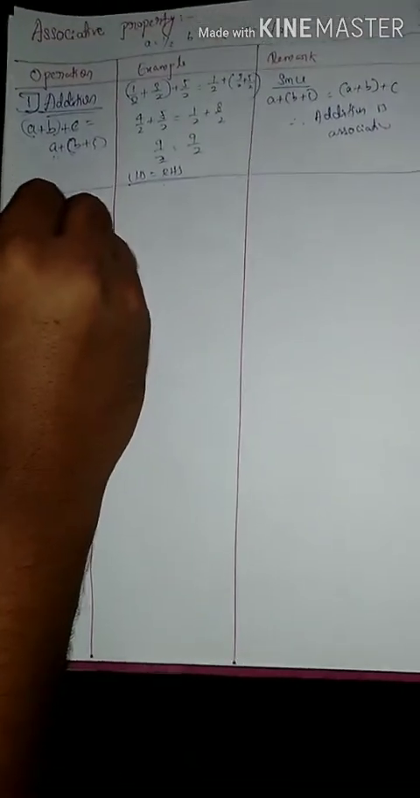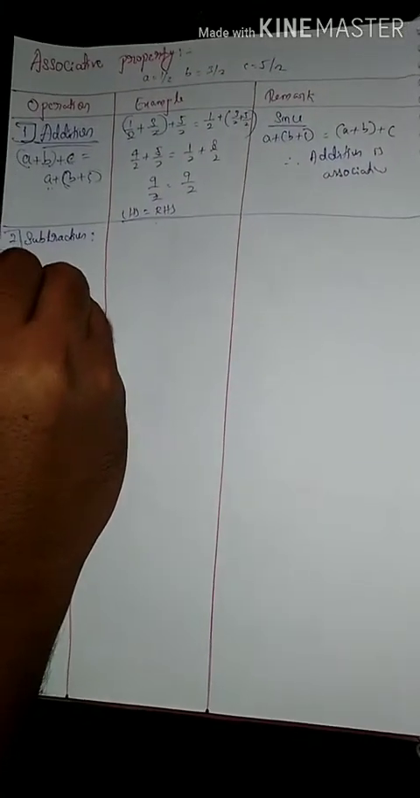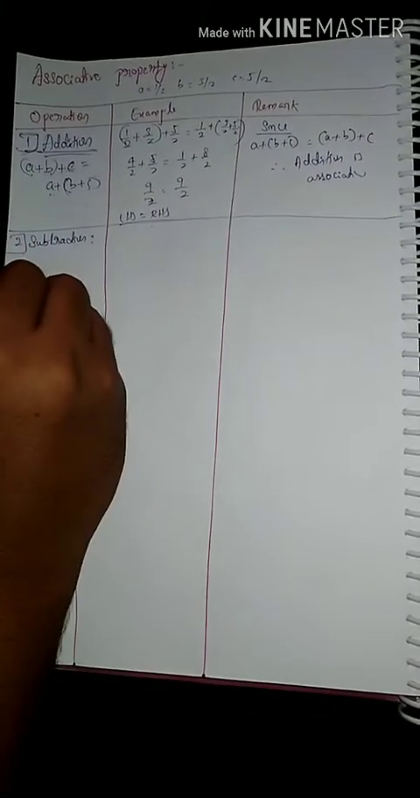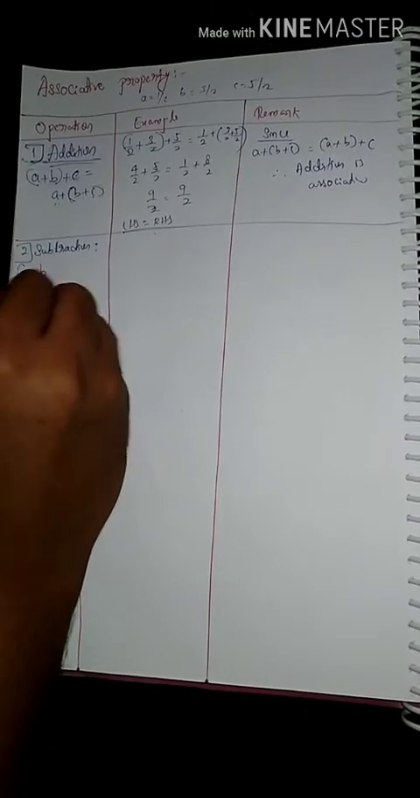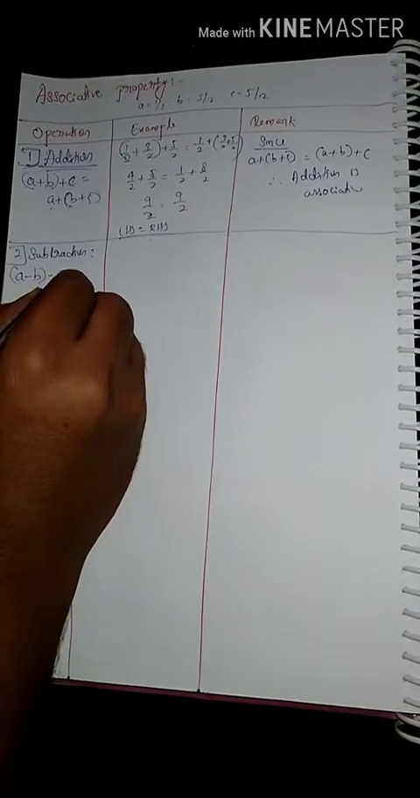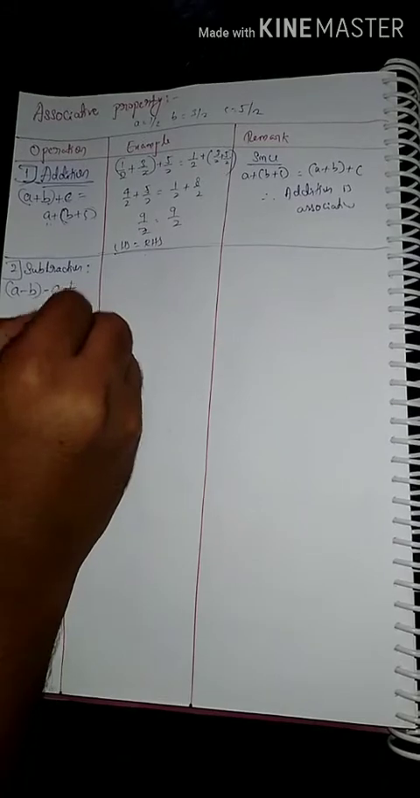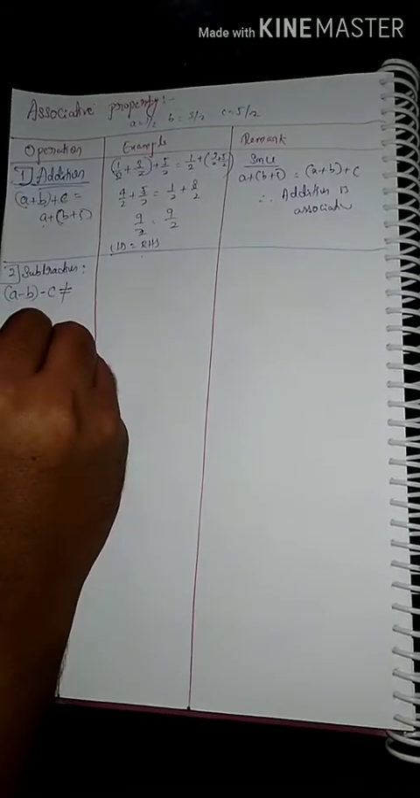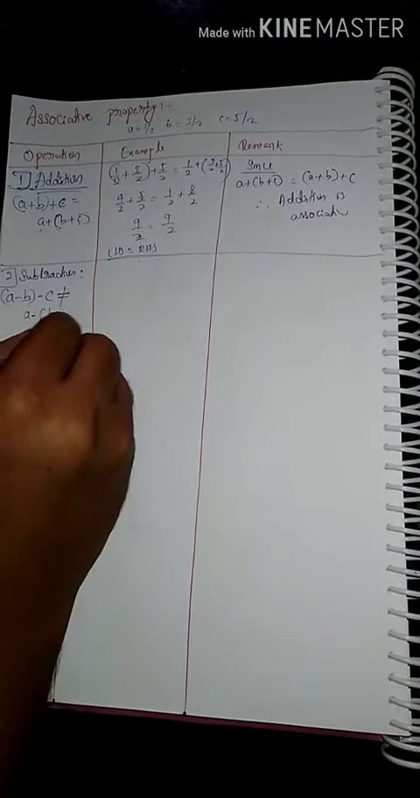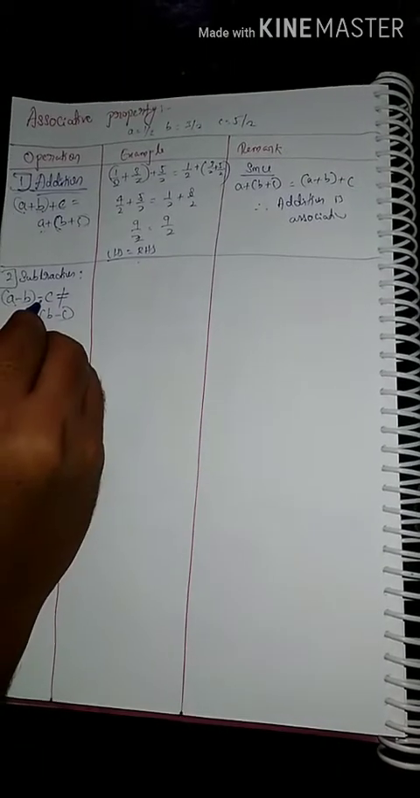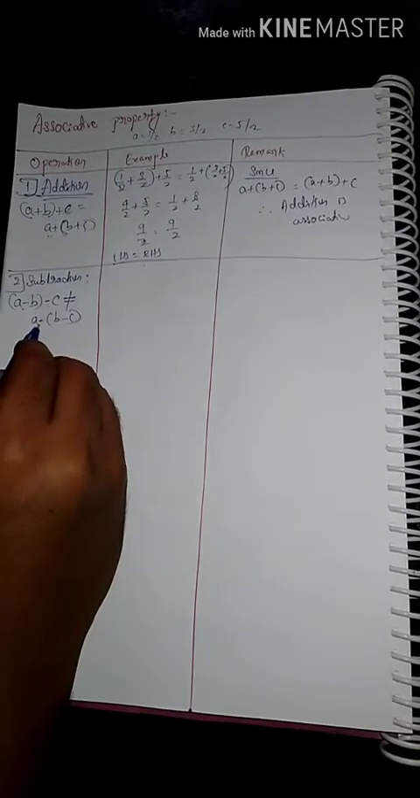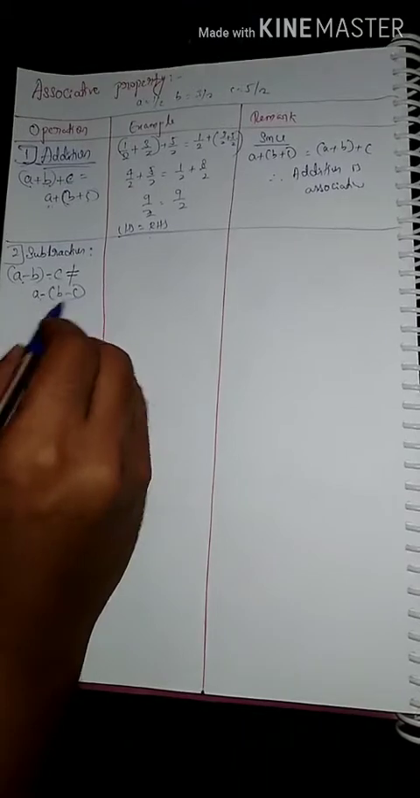The next, second one, subtraction. So here also the same. Take any three rational numbers a, b and c. First subtract a and b, then subtract c is not equal to first subtract b and c, then subtract a. So (a minus b) minus c is not equal to a minus (b minus c).